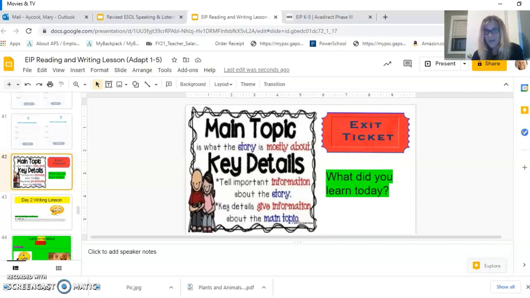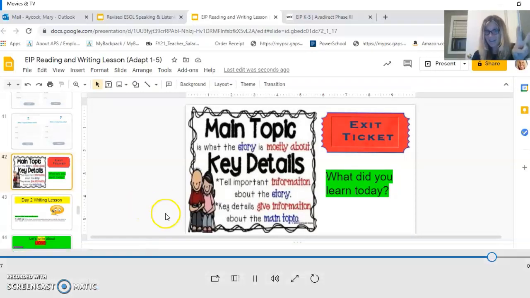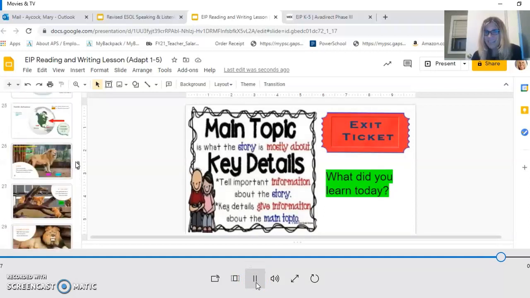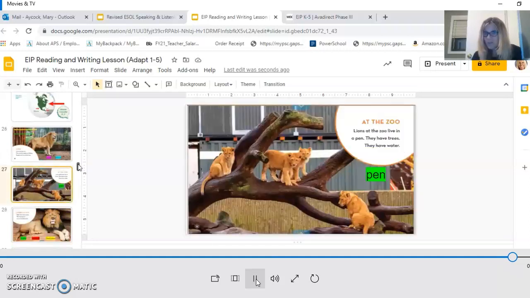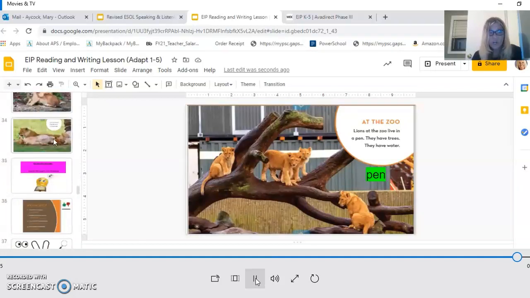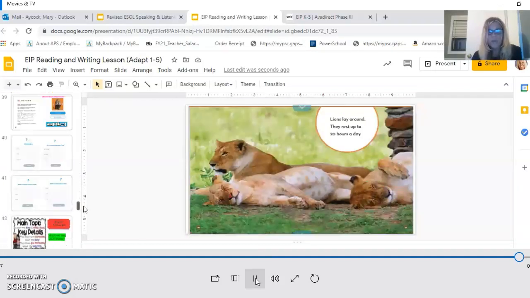Great job, everybody. So let's go ahead and close our lesson. What did we talk about today? Main topic, key details, and informational text. And what was our book about? Lions. And what kind of strategies did we use to help us figure out the key details in that book about lions to be able to identify the main topic? Yeah, we reviewed our vocabulary. We talked with a partner. We highlighted words, we used a word bank, we worked on a KWL, we used anchor charts, we used picture charts, we used all of those things to help us out.